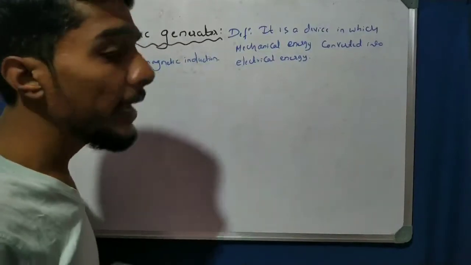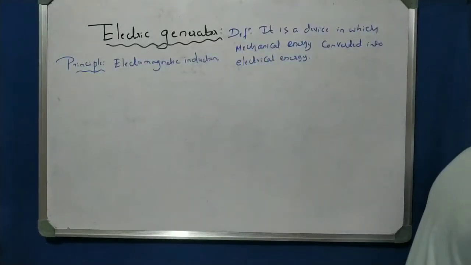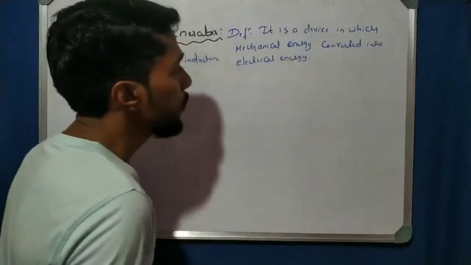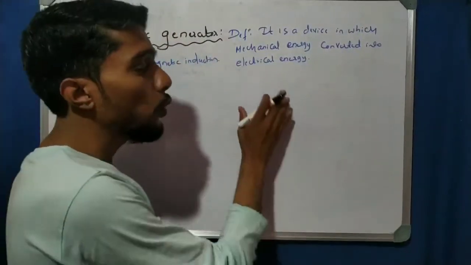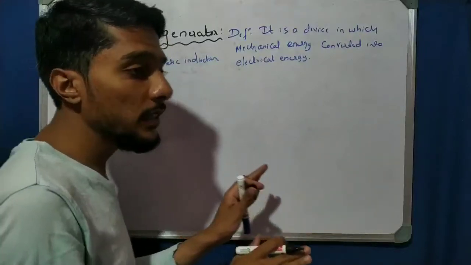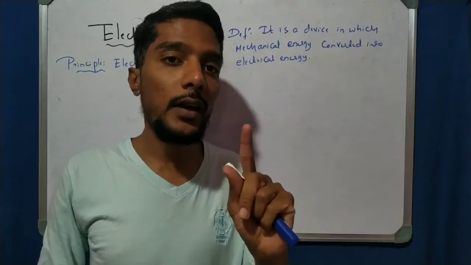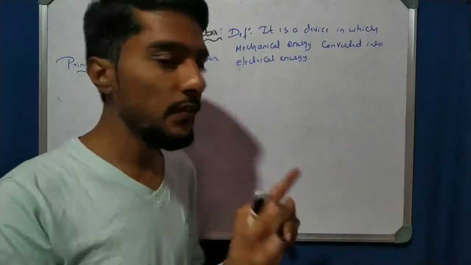So let us see the diagram of the electric generator here. Now let us draw the diagram. Same concept is there: two magnets are required and one coil is required. One additional difference is that in the electric motor we use only one ring, but here we use two rings. That is the difference.